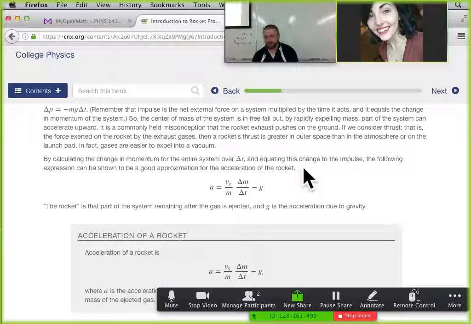The gravity. Propulsion up and gravity down, right, Cassidy? Cassidy said gravity down. We have propulsion up and gravity down, two forces. If you solve the equation that is propulsion minus gravity, the force of gravity on a rocket, this is the equation that you end up with.